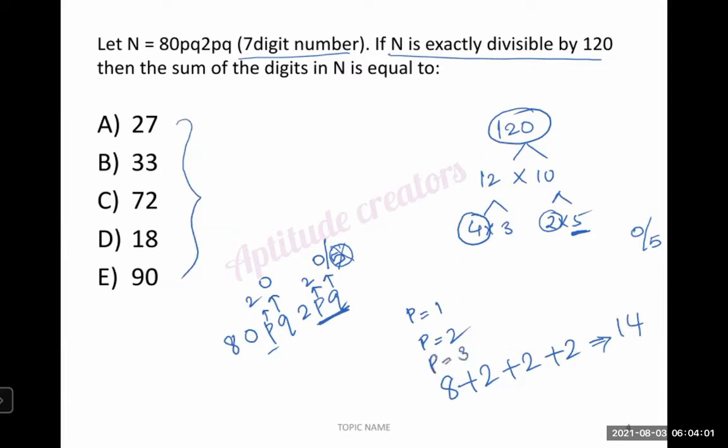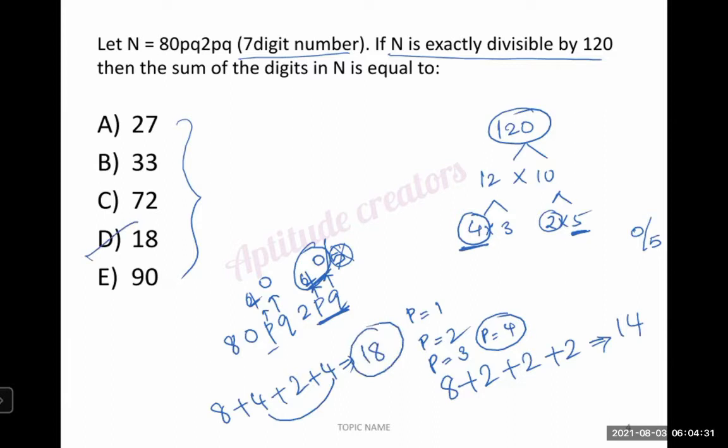P is equal to 3. 30 is not divisible by 4. So what I have to do? P is equal to 4. Yes, 40. 40 is completely divisible by 4, right? Now what he is asking? Sum of the digits. 8 plus 4 plus 2 plus 4. What is 8 plus 8? 16. 16 plus 2 will give the result as 18. Answer is option B.